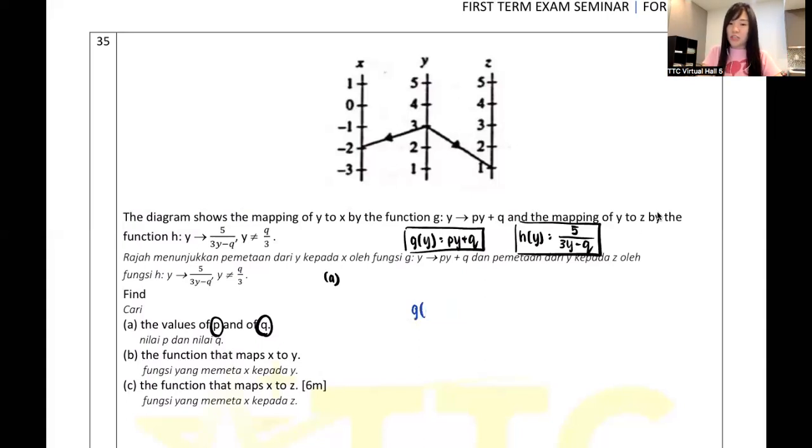But this question, they didn't give you. They didn't give you, never mind. Because do you realize this question, they give you a diagram. And do you realize the diagram inside got a lot of number? So I think the number will help you. So how they help you?